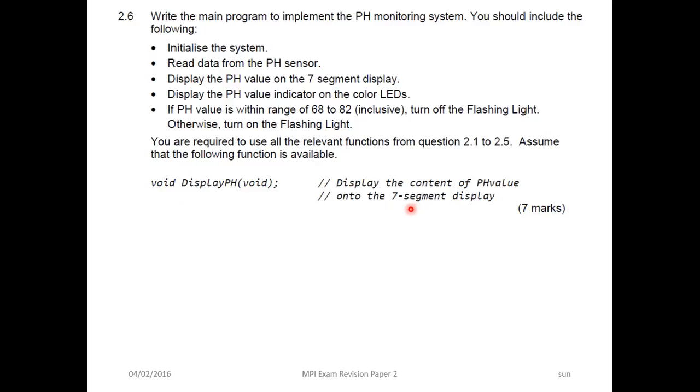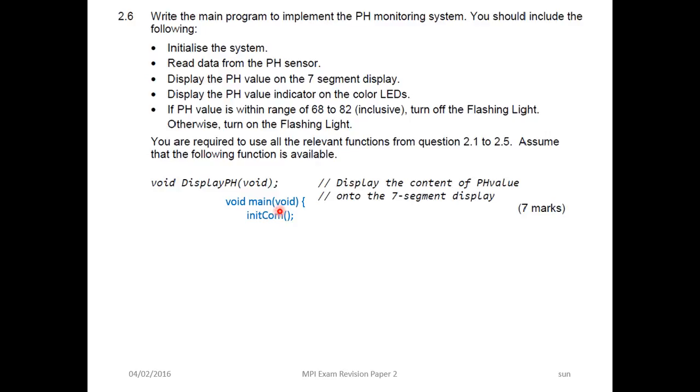Let us now start writing the function. As this is the main program, we will start with void main void. From the guide, the first thing is to initialize the system. There is only one thing to initialize in this simple system, that is the serial port. So we'll call the initCom function, which is written in question 2.1.